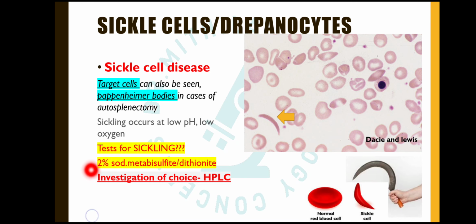And also it is asked what is the investigation of choice. So it is HPLC, high performance liquid chromatography. This is the investigation of choice for sickle cell anemia.